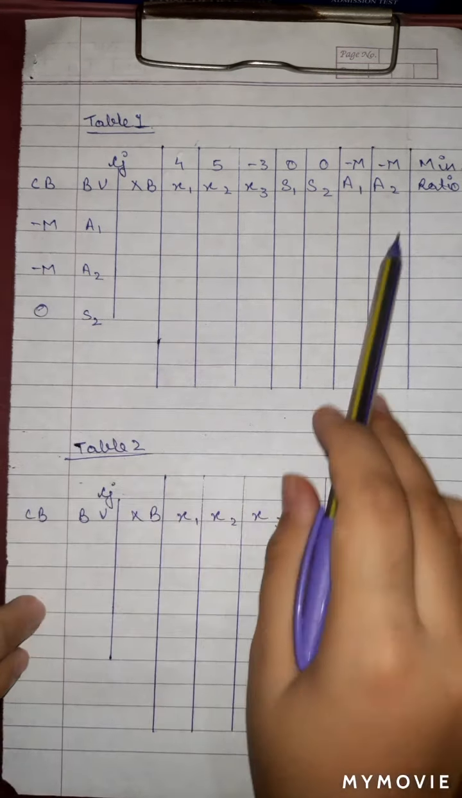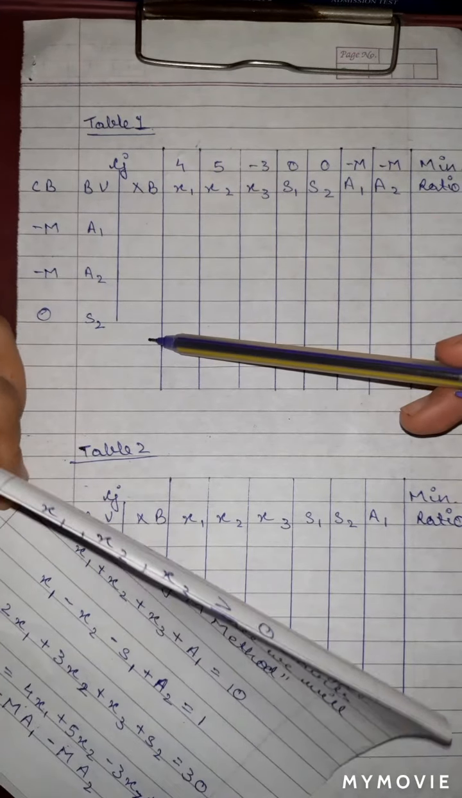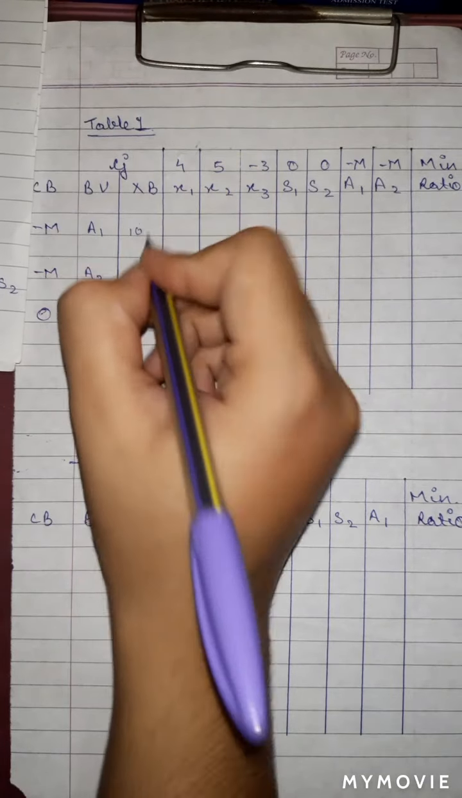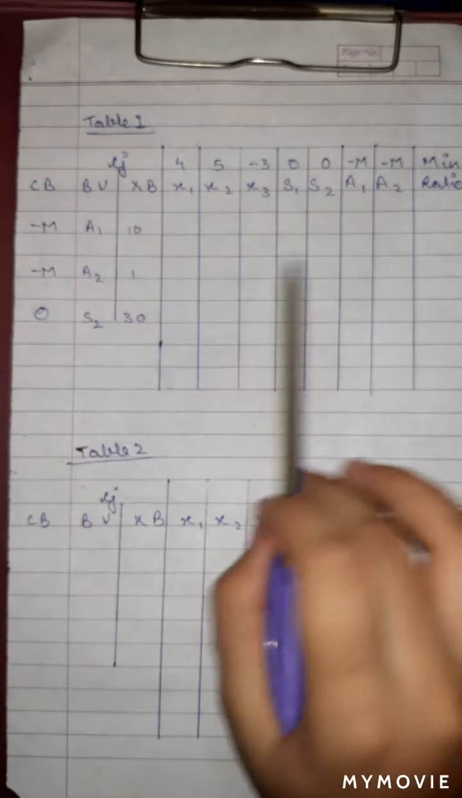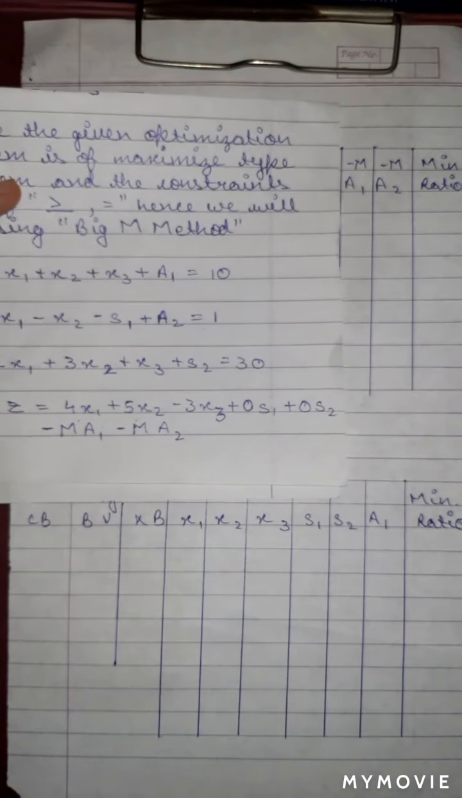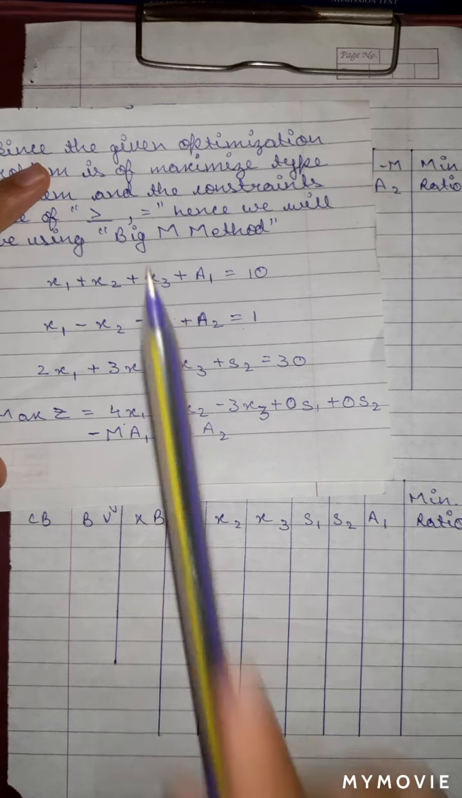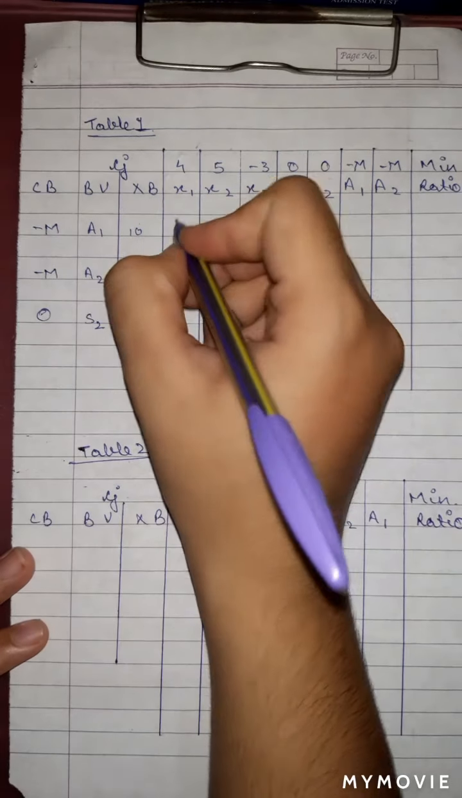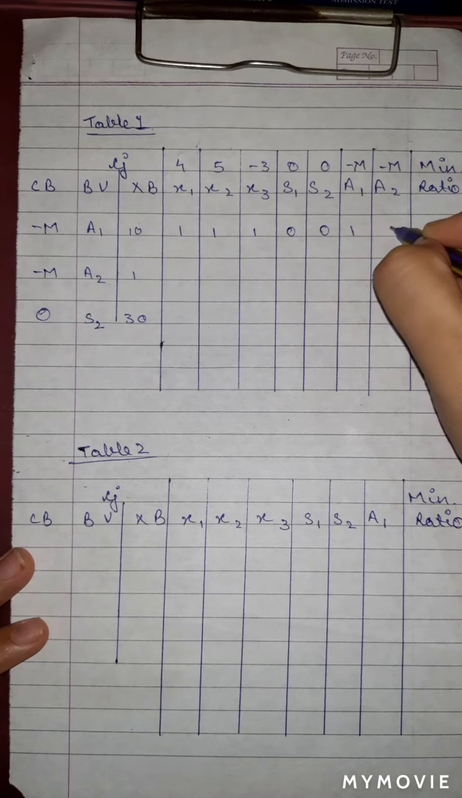Now how to fill the value over here? In equation 1 we are having XB's solution as 10, 1 and 30. So 10, 1 and 30. Now values over here, we are having x1 as 1, x2 also 1, x3 also 1, value of a1 is also 1, so 1, 1, 1, 1, 0, 0, 1, 0.